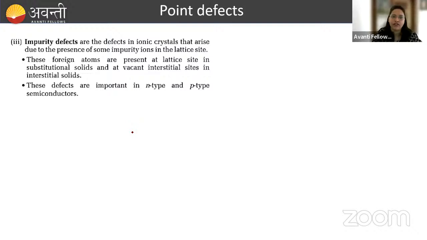Next, there are impurity defects which are present in the ionic crystals that arise due to the presence of some impurity in them. Okay, so how can you say that impurities are present? Sometimes those impurities are partially implanted into that. Okay, for example, N type of semiconductor and P type of semiconductors. See, foreign atoms are present at lattice sites in substitutional solids and at vacant interstitial sites in interstitial solids. So वो जो impurity होती है वो कहाँ पे present होती है, जो interstitial solid से वहाँ पे जो interstitial site से वहाँ पे वो present होते हैं.